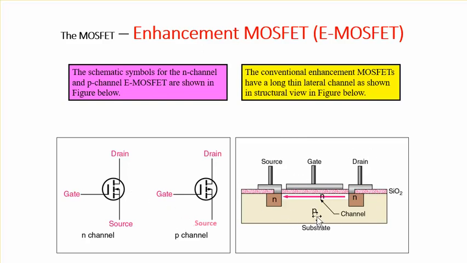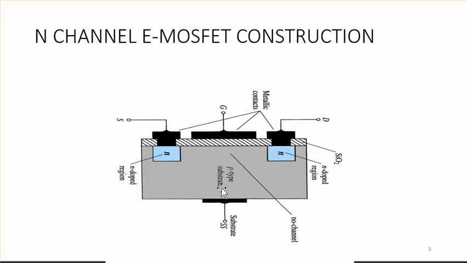So the basic difference between the previous video, which was done for the depletion mode MOSFET, and this enhancement mode MOSFET, is that there is no physical channel present between the source and the drain terminal. Whereas in the depletion mode we have a physical channel present. So here the construction view of the N channel E-MOSFET is shown.